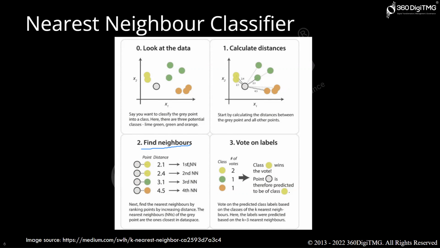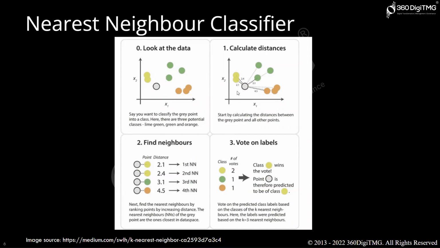The gray point is one of the closest in the data space. So which one is the closest? The gray is closest to the lime green. We are going to classify it that way and vote. Therefore, the gray color is nearest to the lime green. So this is how the nearest neighbor classifier works. Basically, it takes the class which is very near to it.